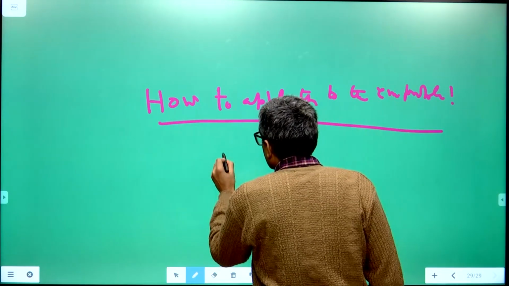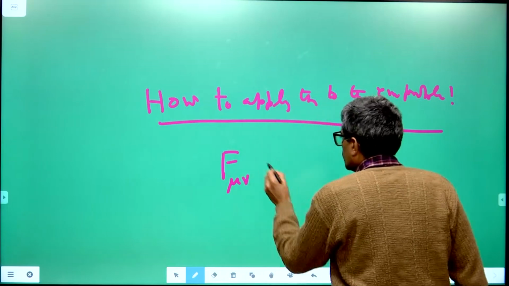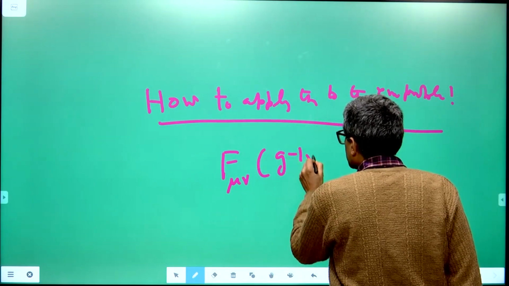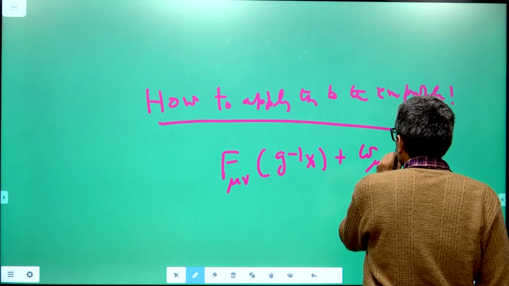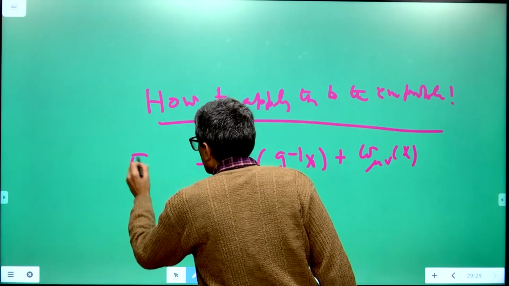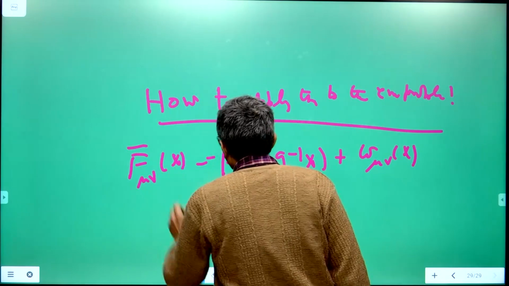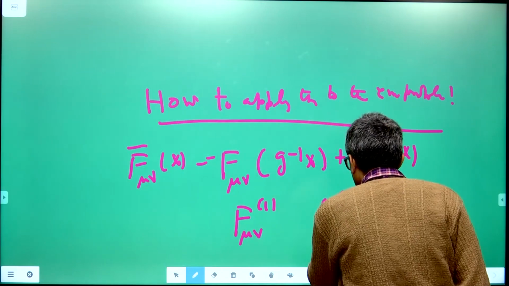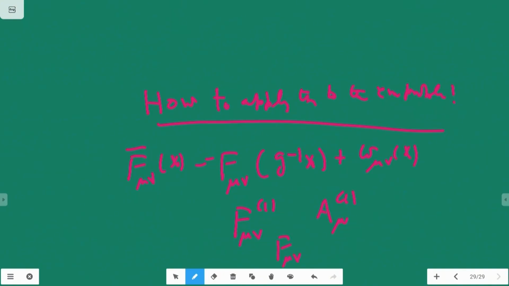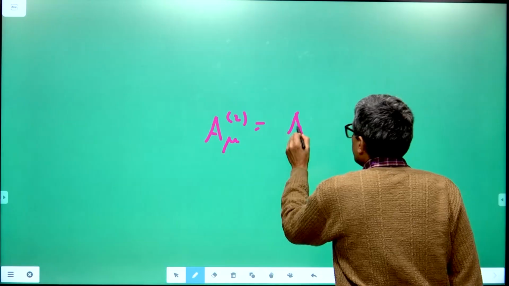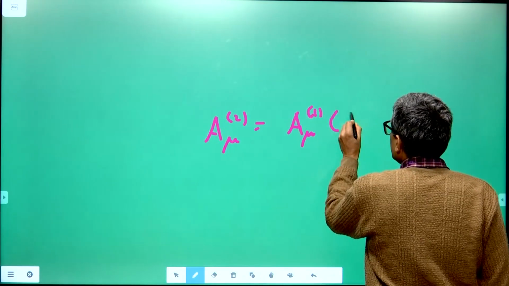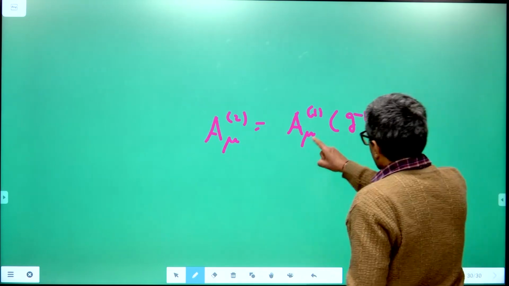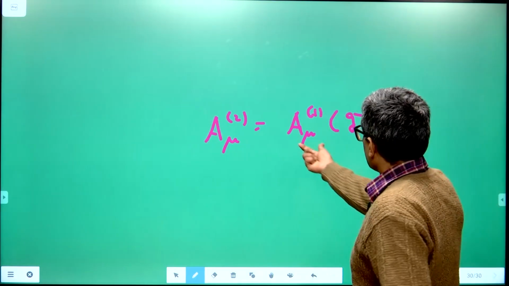So you have an electromagnetic field described by Maxwell's equations. F mu nu, the rotated field is given by f of g inverse x, and you are adding noise to that, and you get f mu nu tilde x. So what happens is you have two images. The first image is f mu nu 1, or equivalently in terms of potentials it is a mu 1. The second image field is f mu nu 2, or in terms of potentials it is a mu 2, and you have that relation that a mu 2 is equal to a mu 1 of g inverse x.